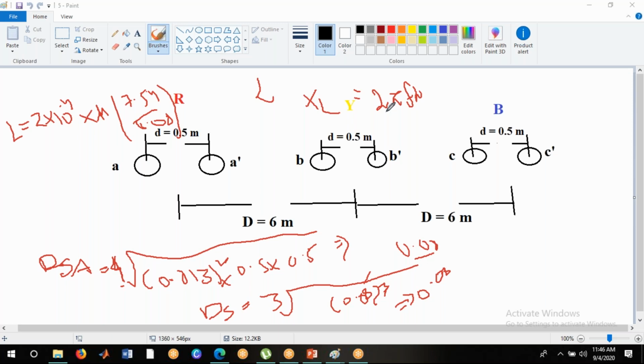Okay, students, till now, I will stop the class. So this is about different types of problems on inductance.